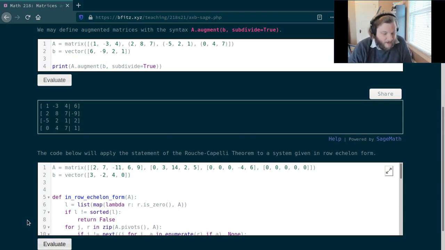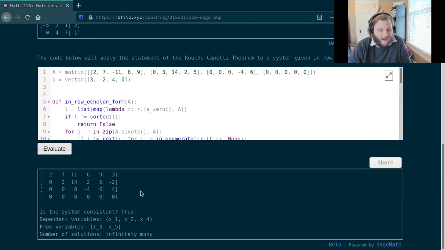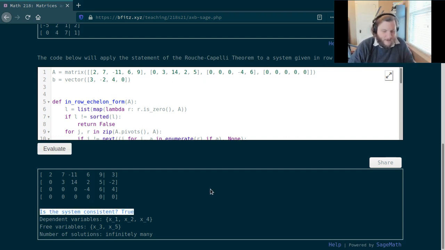So let's click evaluate. And here we see the augmented matrix that we've input. We can look at it ourselves and see that we are in row echelon form, but we're not reduced. There's a row of zeros at the bottom here. We have pivots here, here, and here. Those pivots are 2, 3, and -4. We don't have a pivot in the augmented column, so the system is consistent, and that's given to us here. Is the system consistent? The answer is true, meaning that the system is consistent.